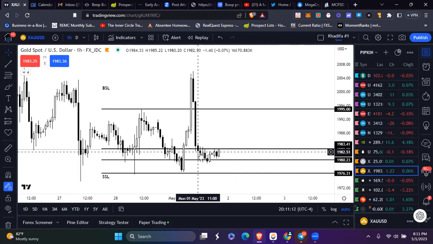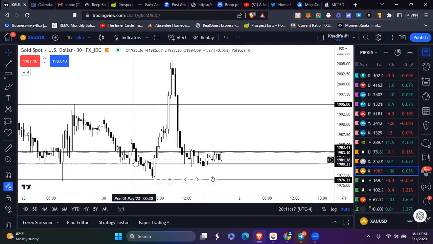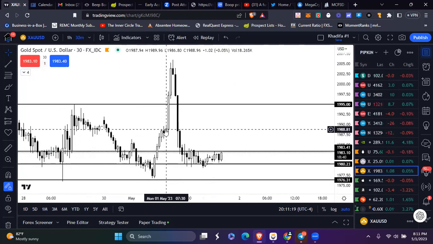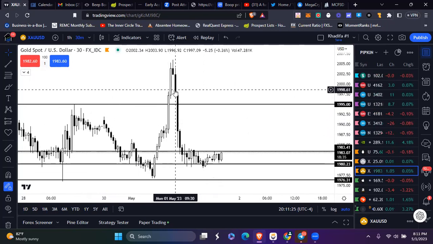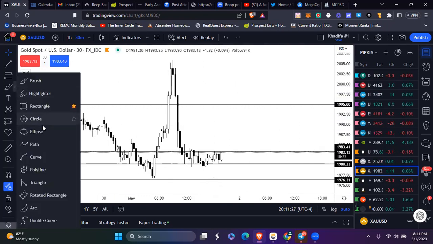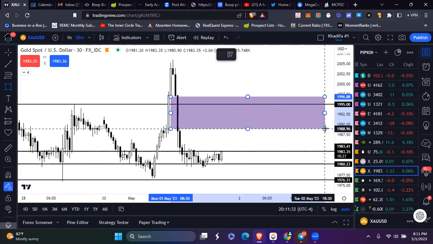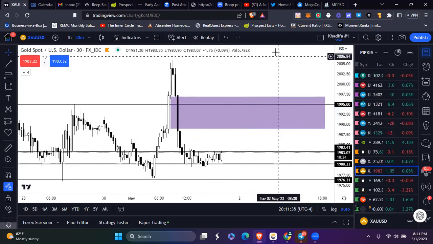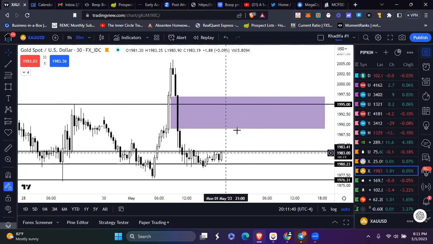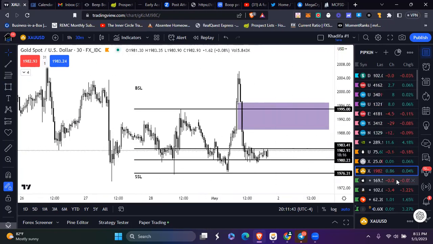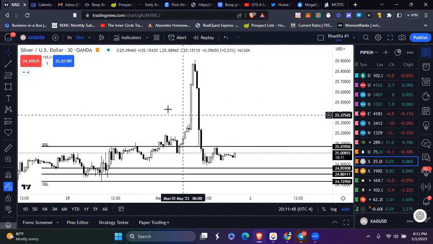There's a lot of imbalance right here. So let me see something. To the 30 minute. Fair value gap right here. So that's what we'll be paying attention to. See if gold pushes up in there off of the current discount level. Same thing for silver.